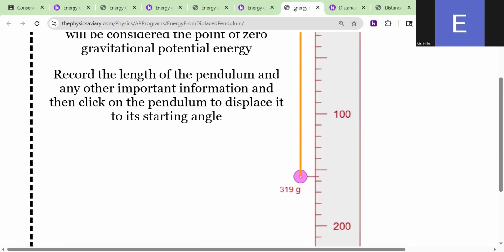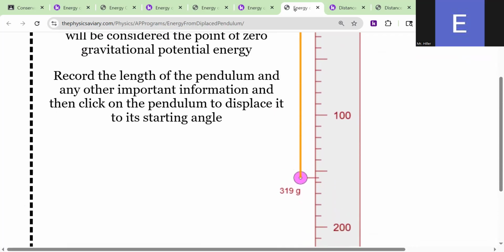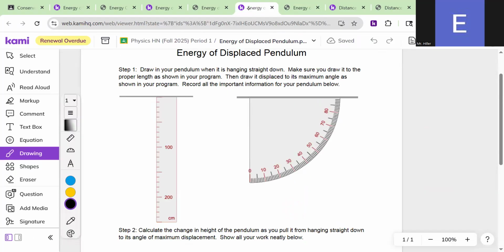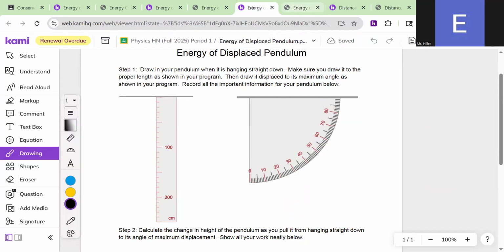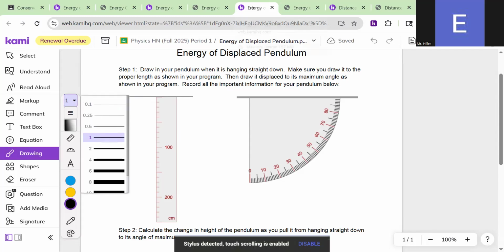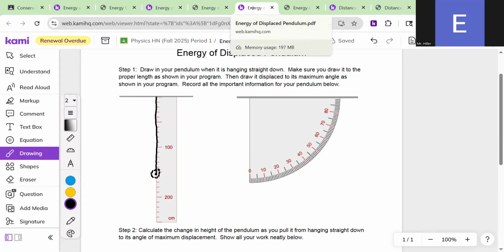So that's what I'm going to do first. That looks like a washer, not a ball, but we want to find the center of that washer. Okay, so I'm going to record my values. So the mass, my length appears to be a little past 150. It's not quite 160. I'm going to go 156. So I'm going to draw a line down to about here. That is about the center of my ball right there. Okay, length, and that's the length.